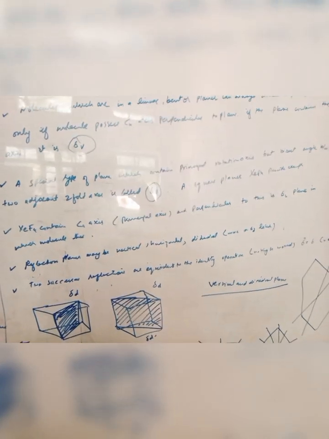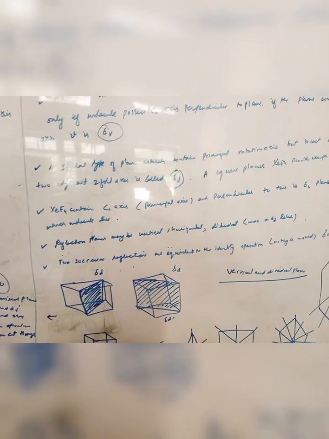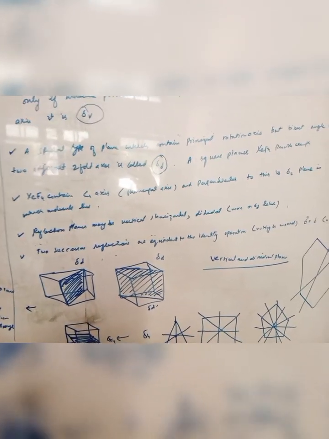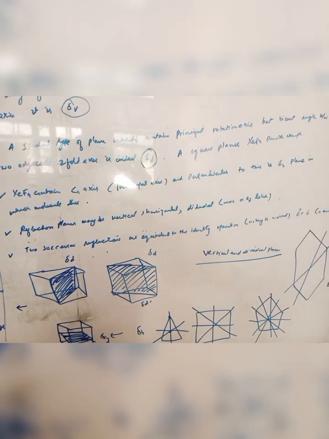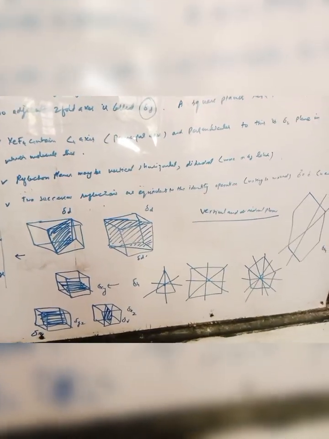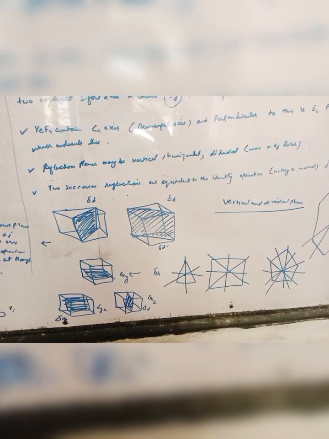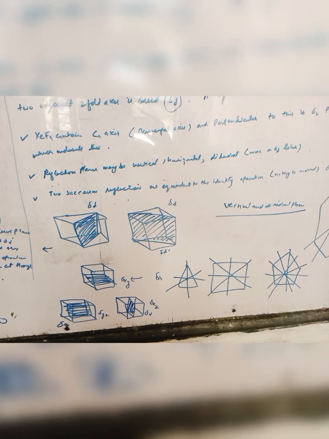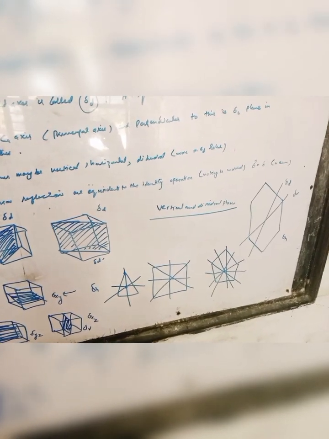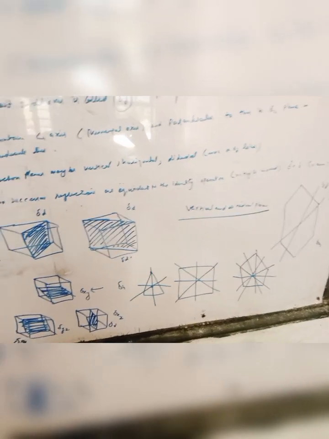So the square planar XeF4 shows this symmetry. XeF4 has a C4 axis perpendicular to the plane. There are reflection planes which may be vertical, horizontal, and dihedral. You can see the successive reflections through the different vertical and dihedral planes: sigma d and sigma d dash, sigma h, sigma xy, yz, and sigma v. And here are the different types, distinguishing sigma d, sigma v, and sigma h planes.